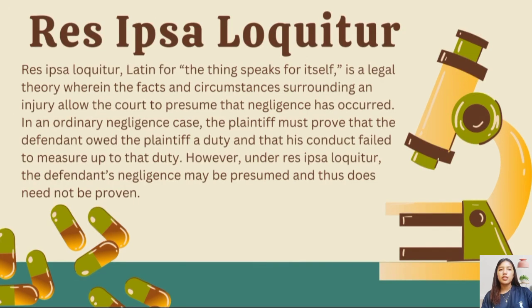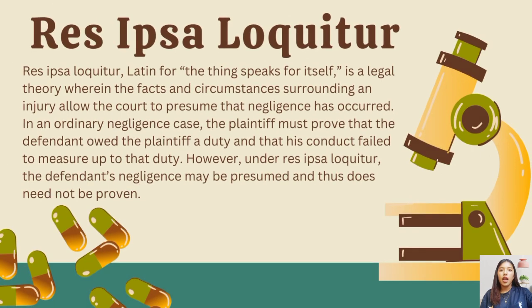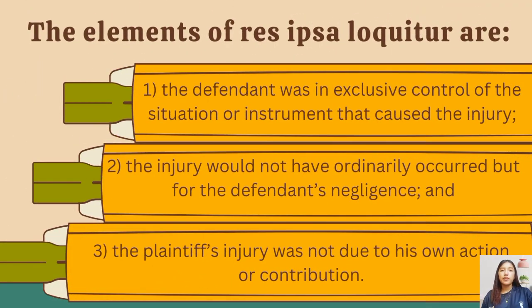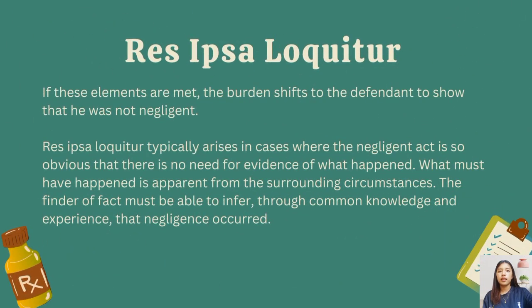In an ordinary negligence case, the plaintiff must prove that the defendant owed the plaintiff a duty and that his conduct failed to measure up to that duty. However, under res ipsa loquitur, the defendant's negligence may be presumed and thus not need to be proven. The elements are: first, the defendant was in exclusive control of the situation or instrument that caused the injury. Second, the injury would not have ordinarily occurred but for the defendant's negligence. Third, the plaintiff's injury was not due to his own action or contribution. If these elements are met, the burden shifts to the defendant to show that he was not negligent.